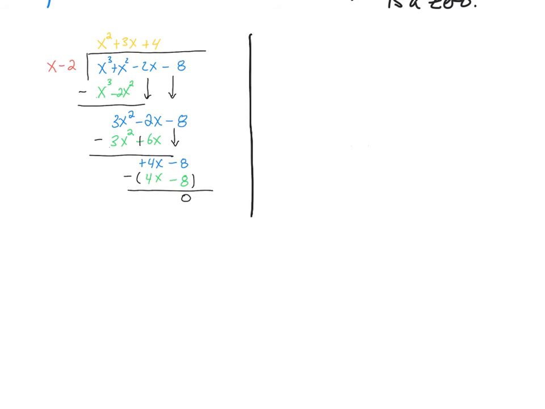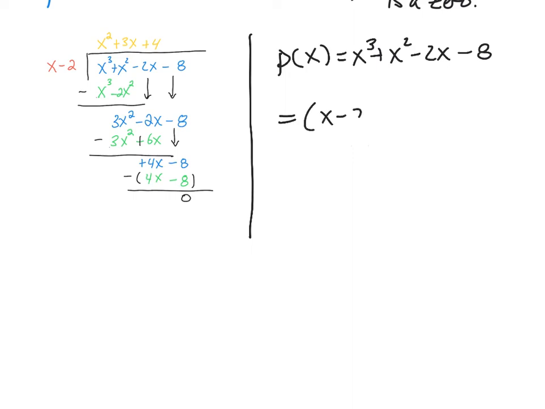All right, so what I had is I had this polynomial p of x is equal to x cubed plus x squared minus 2x minus 8. And what I wanted to do is I wanted to write it as x minus 2 times something. Okay, and so through the process of polynomial division, I came over here and I said, well, it looks like I got this thing up here at the top, x squared plus 3x plus 4.